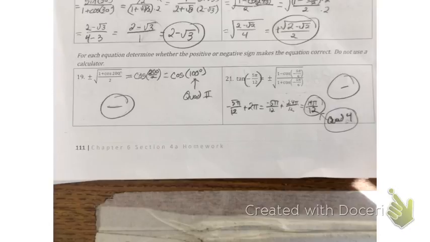For 21, almost all of this is useless, because you already have all the information right here. Tangent of negative pi over 12. You just have to figure out which quadrant negative 5 pi over 12 is in. I just made it positive by adding 2 pi, found out it's in quadrant 4. You could have also put it in degrees. Sometimes it's just easier to put those in degrees. It just makes it a little quicker.